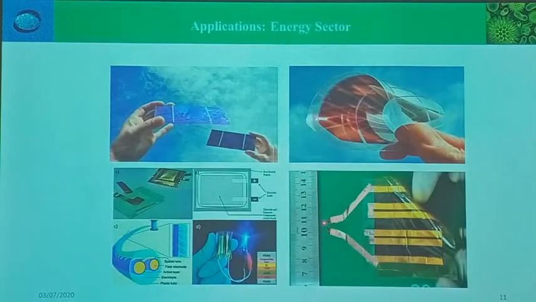In the energy sector, people are starting to use nanotechnology for the fabrication of solar cells, such as dye-sensitized solar cells, perovskite solar cells, crystalline silicon and amorphous solar cells, and for flexible solar cells and colored solar cells. They are already using these nanomaterials for energy generation, storage, and conversion purposes.